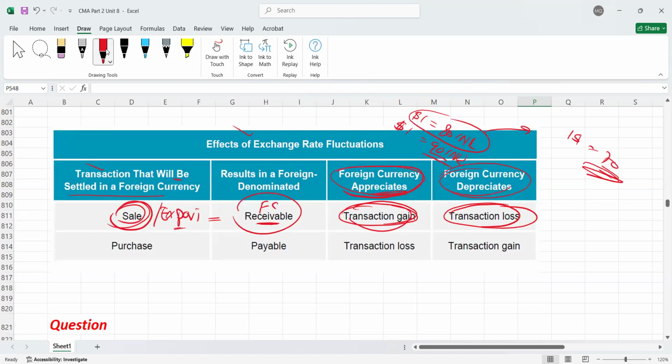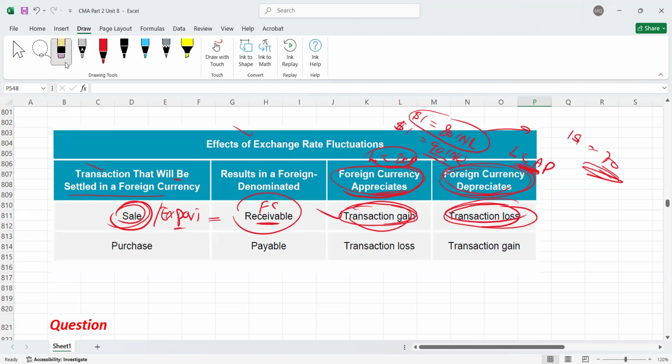I can say it this way also. Foreign currency appreciating means the local currency depreciates. If the local currency depreciates, you will have a gain. And foreign currency depreciating means the local currency appreciates. I can say it this way also, right? If the local currency appreciates or the foreign currency depreciates, you will have a loss.